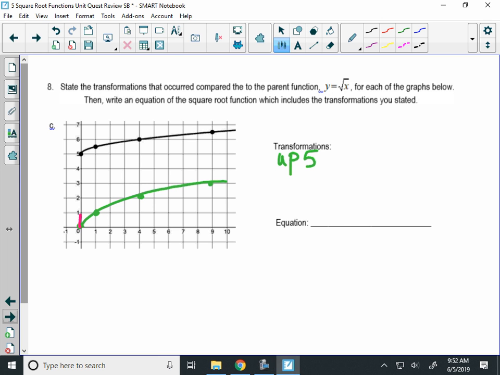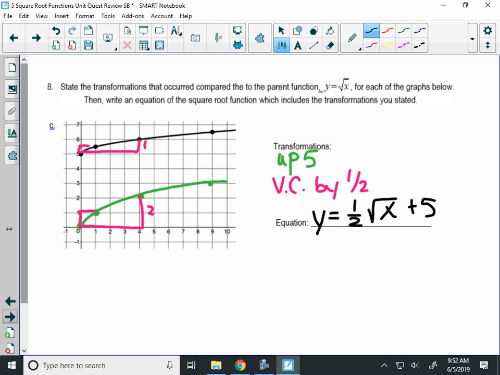So normally I go up 1, out 1. Here I go up 1, I can't tell how far out I go. So let's try the next point. I went out 4, up 2. So this time I went out 4, up 1. 1 is half of 2, so I have a vertical compression by a half. When I write my equation, that vertical compression goes outside the radical. The up 5 goes on the outside. So it'll be 1/2 square root of x plus 5.